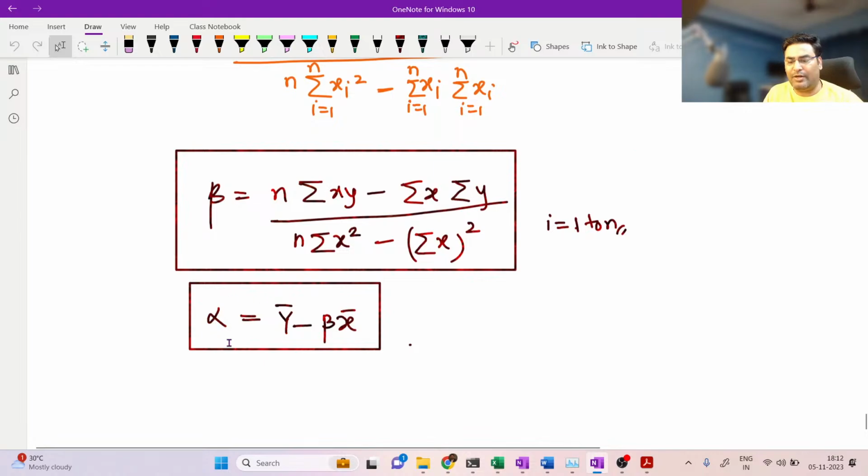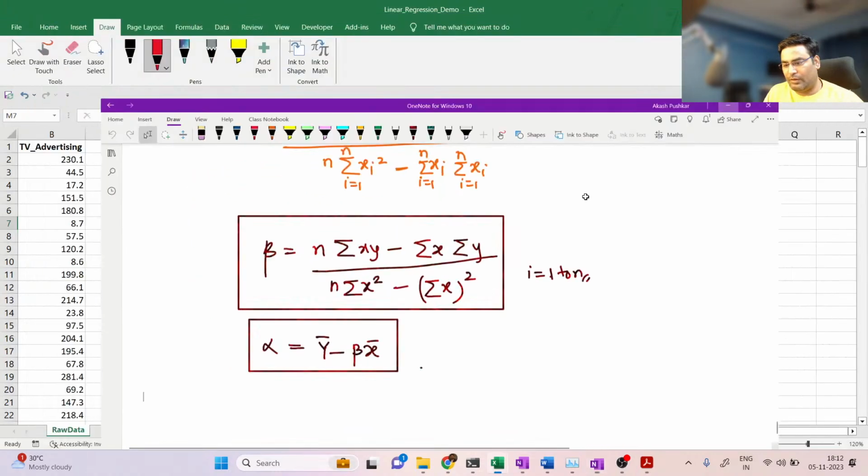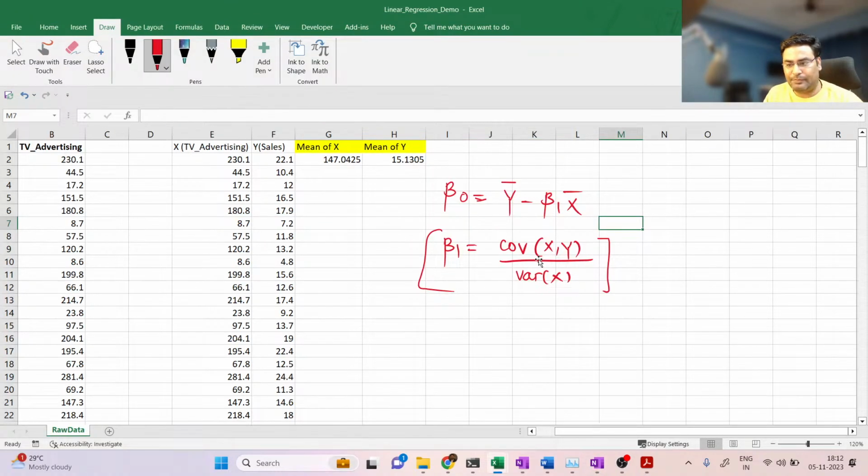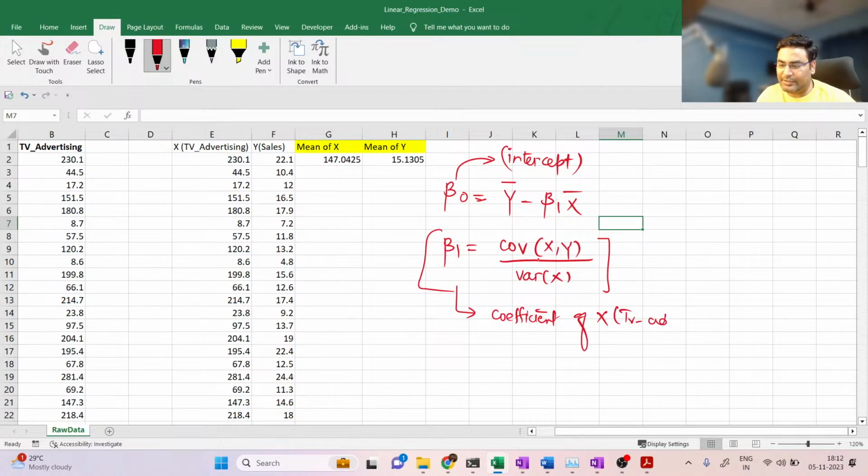And alpha I have already mentioned, which is your beta naught, is y bar minus beta x bar. Are we clear, guys? In my formulation, beta naught is the intercept, and beta 1 is what? The coefficient of x. In this case, it is the coefficient of TV advertising. Does it make sense, guys? Come on. So keeping this in mind, what if you can find covariance?